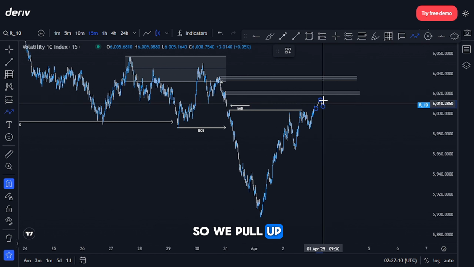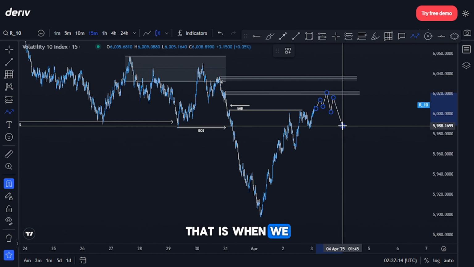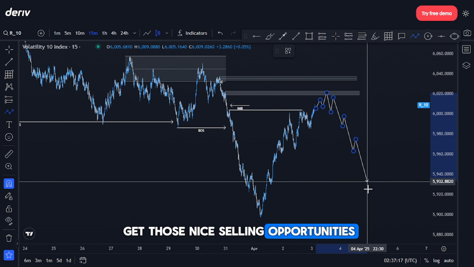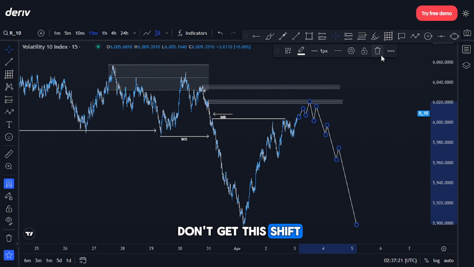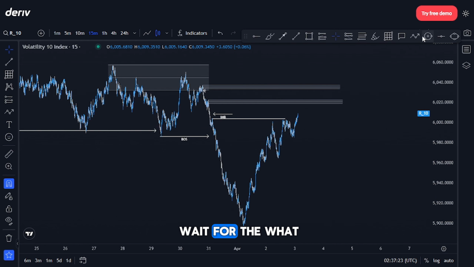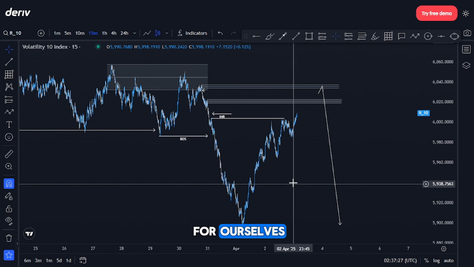So we pull up, tap into it, get a change of character, then that is when we get those nice selling opportunities up until this area here. But if we don't get this shift, we are just going to wait for the market to tap into this one, and then we look for ourselves.